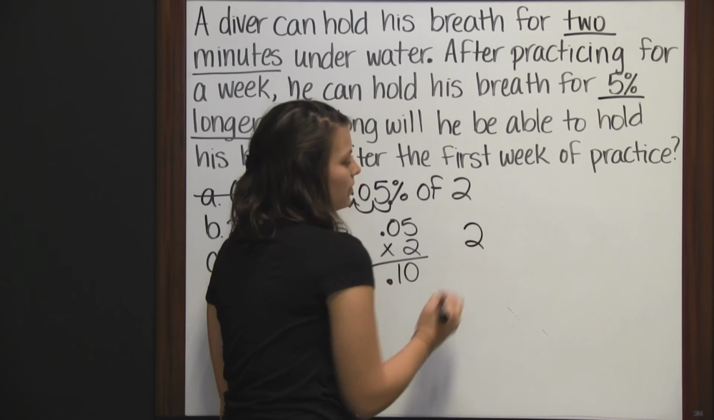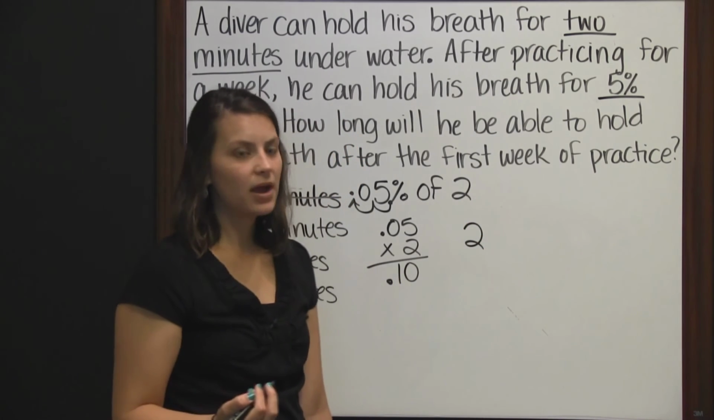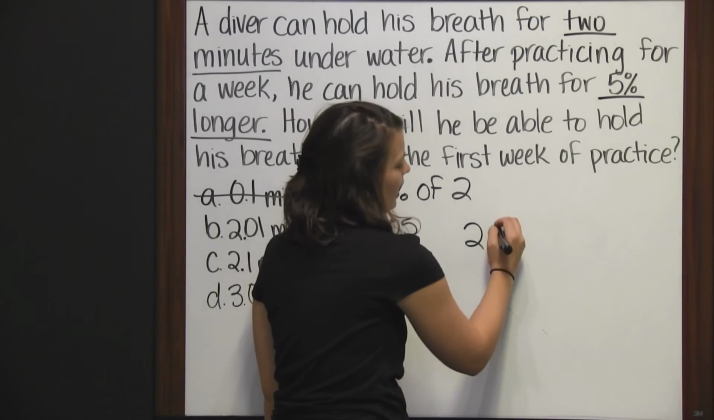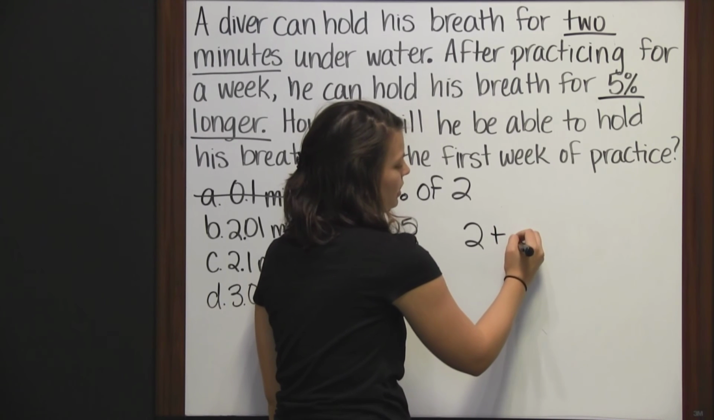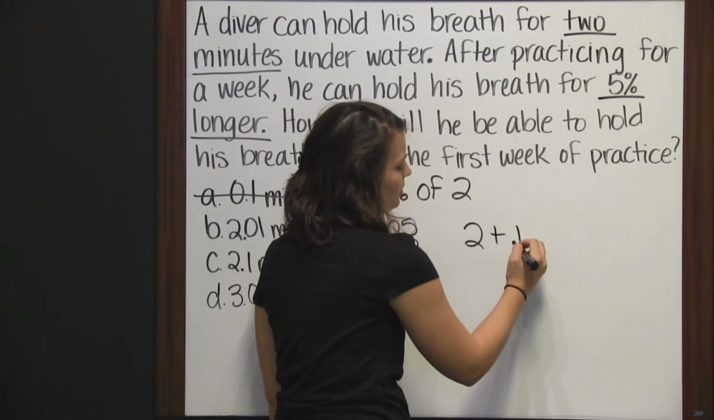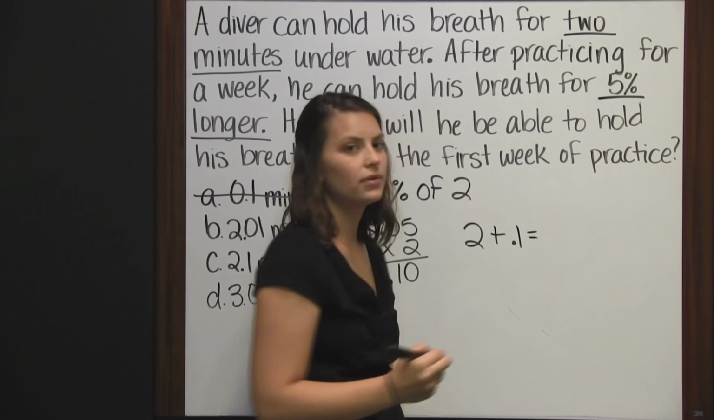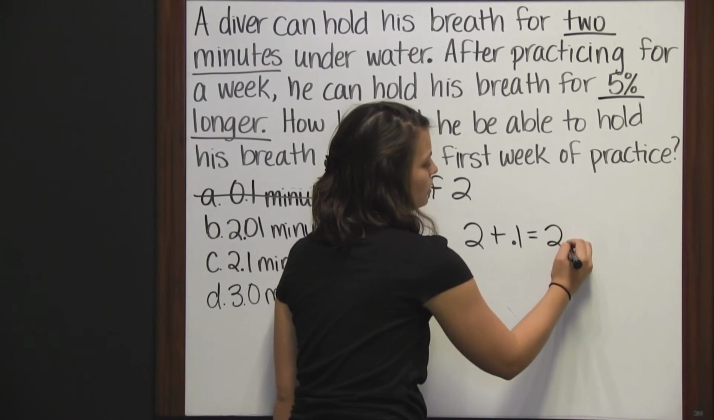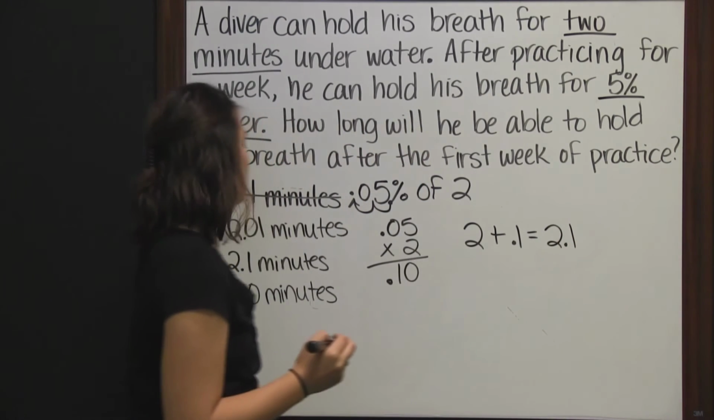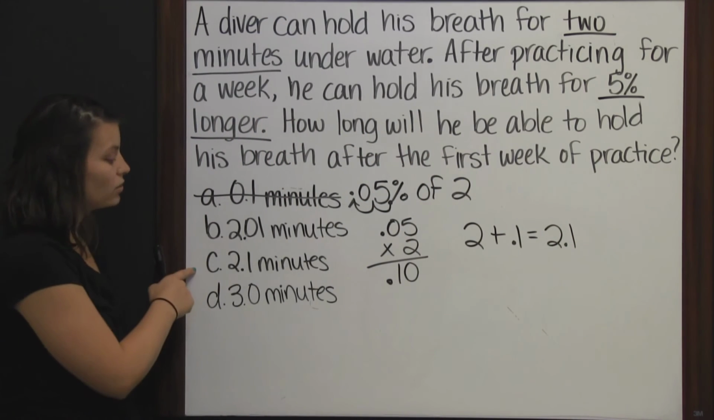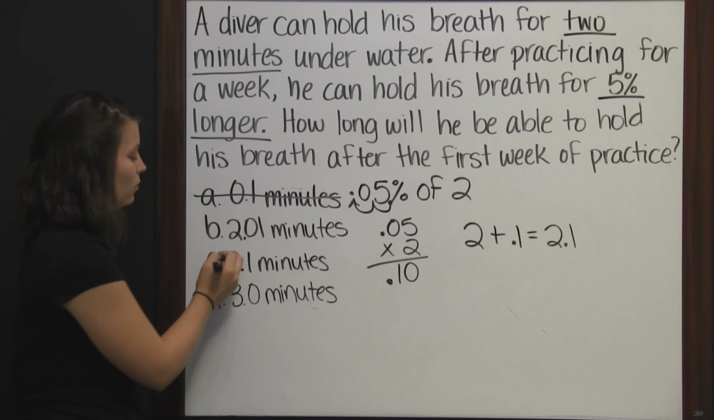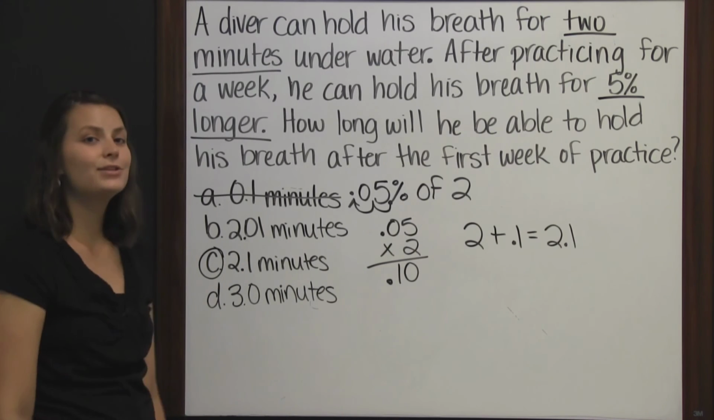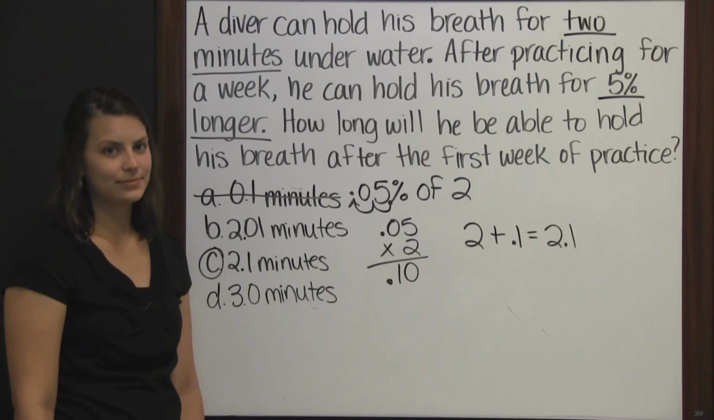So he started with being able to hold his breath for 2 minutes. And now he can hold it for 1/10 of a minute longer. So we add 2 plus 1/10, and we get 2 and 1/10. So he can now hold his breath for 2 and 1/10 minutes. Answer choice C.